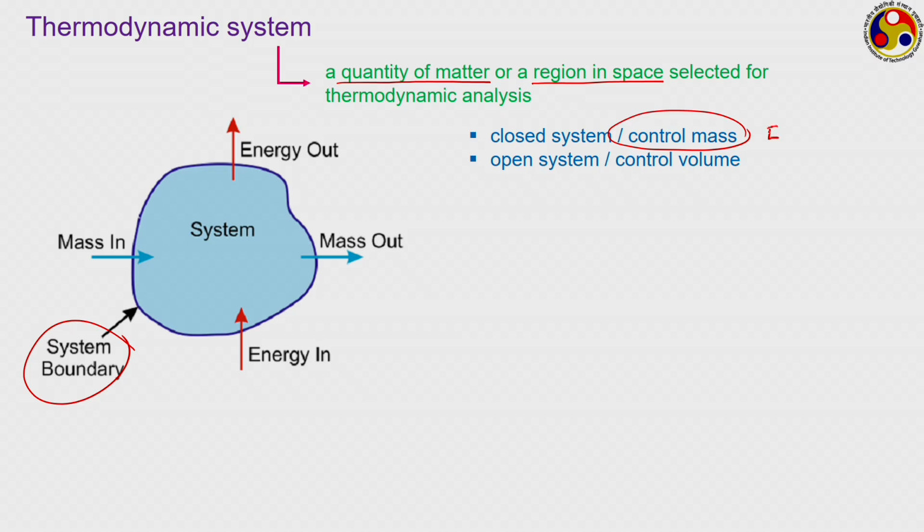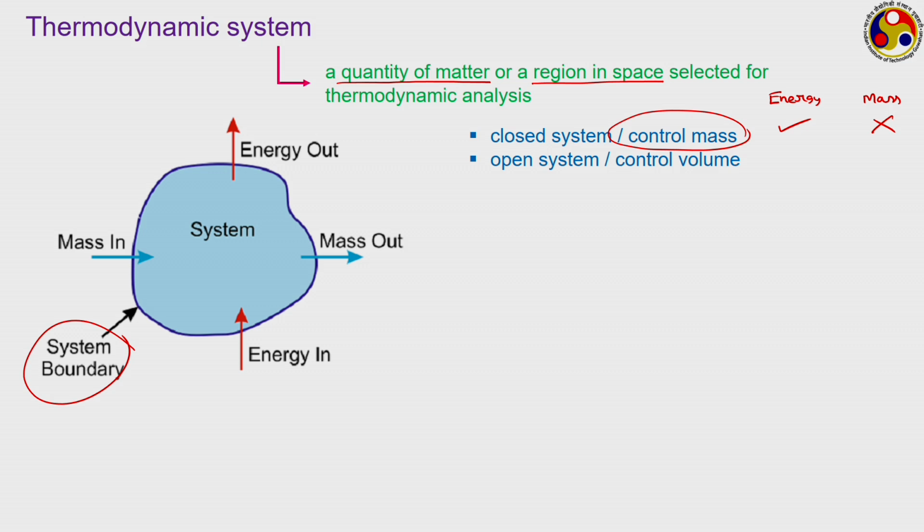So, for a closed system we can have energy interaction and mass interaction. For a closed system we can have energy interaction, but no mass interaction. Accordingly, we call them a control mass system.